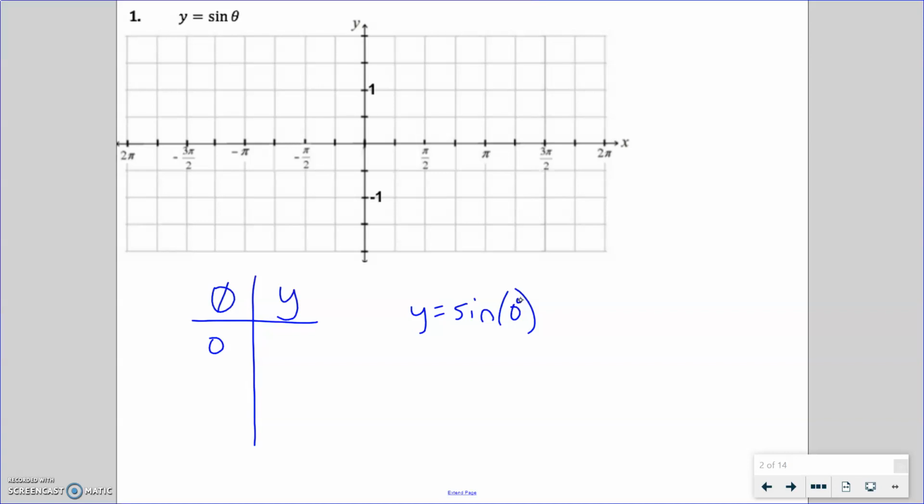I know you can't see that because it's a video, but I'm looking at sine of 0 degrees or 0 radians. And if I do what we've been doing, practicing with our unit circle, that is equal to 0. So I know (0, 0) is a point. Here's what's a little different. Notice my x values are a little bit different.